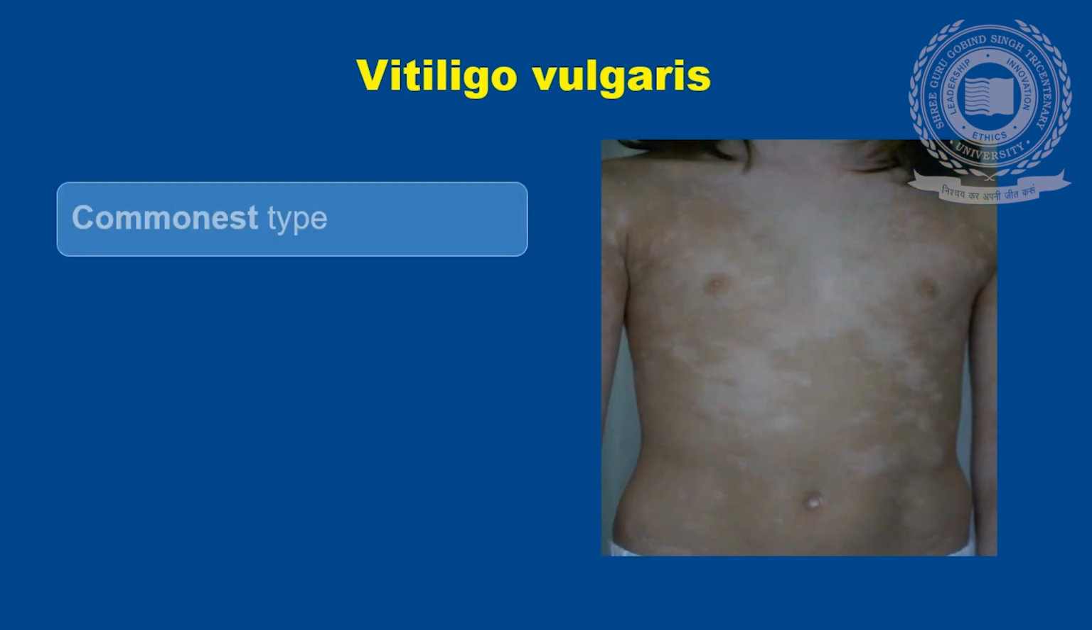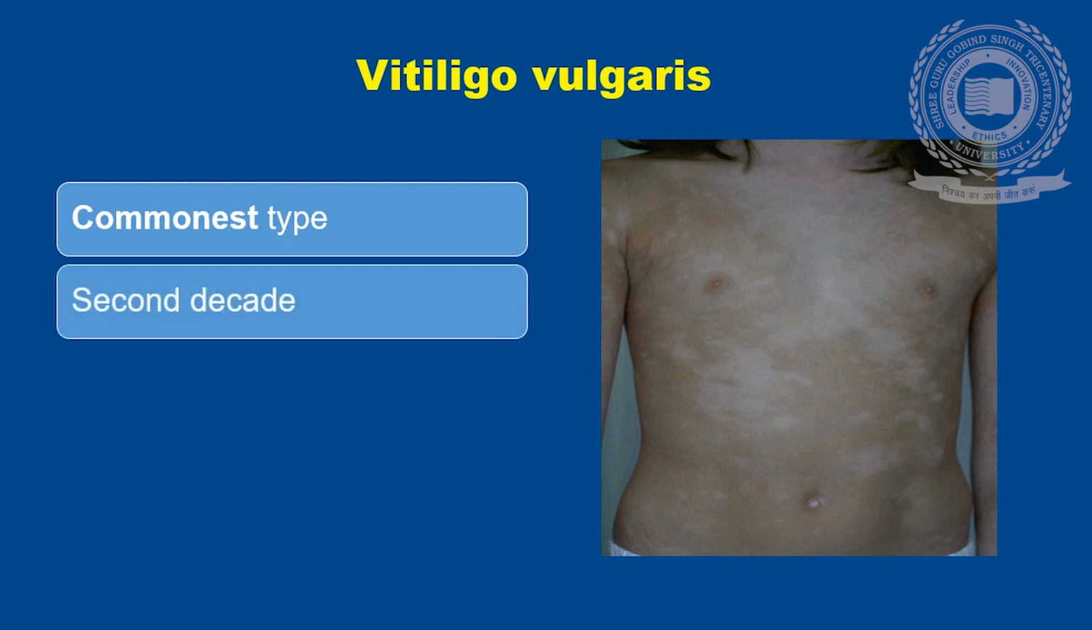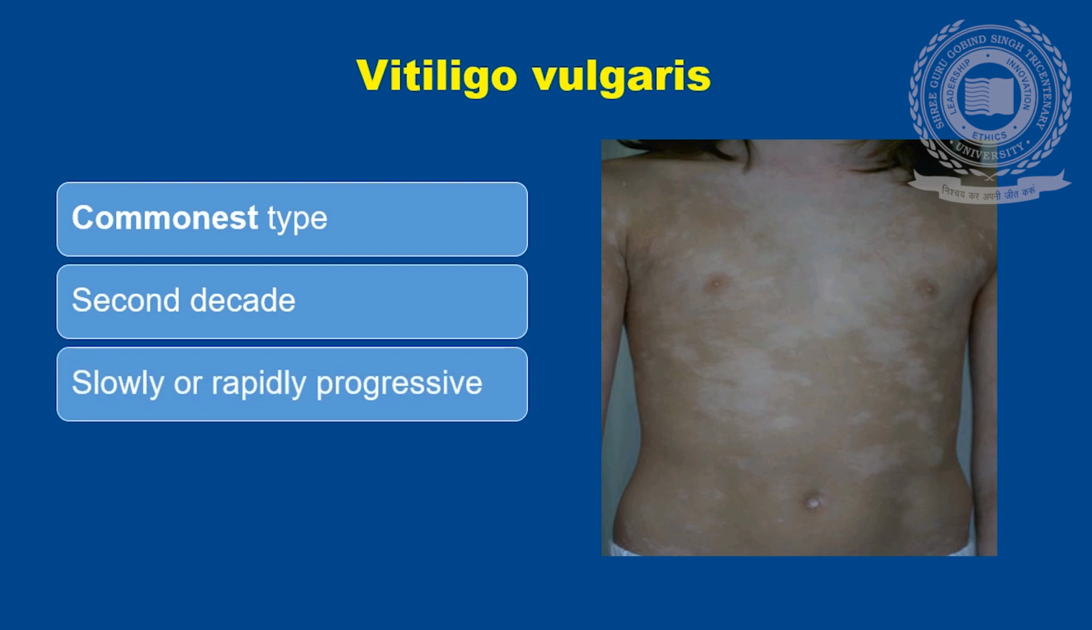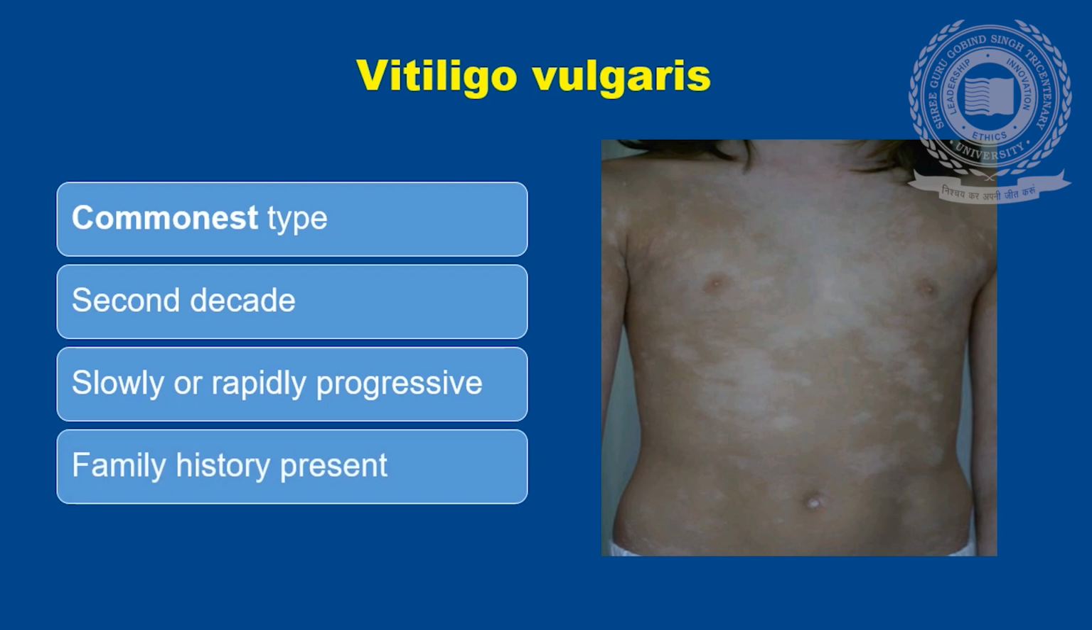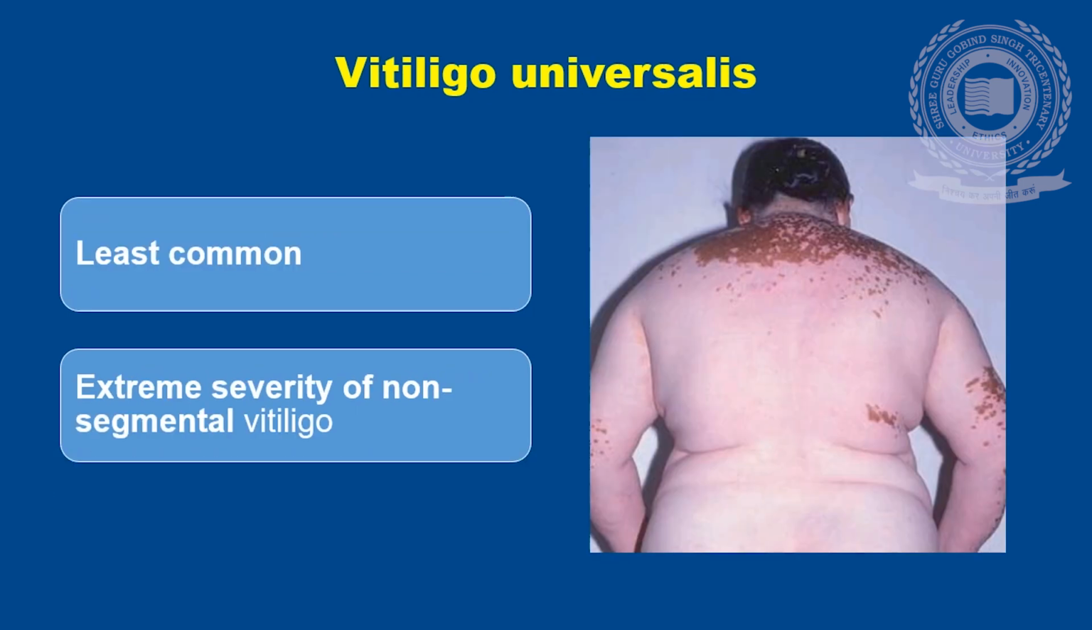Vitiligo vulgaris. This is the most common type of vitiligo. It usually starts in the second decade of life. It is either slowly or it can be rapidly progressive as well. Usually there is a family history present in such patients. Vitiligo universalis. This is the least common variant of vitiligo and is of extreme severity.